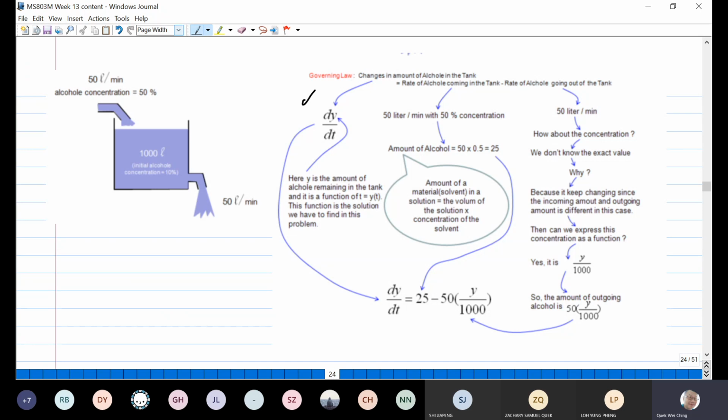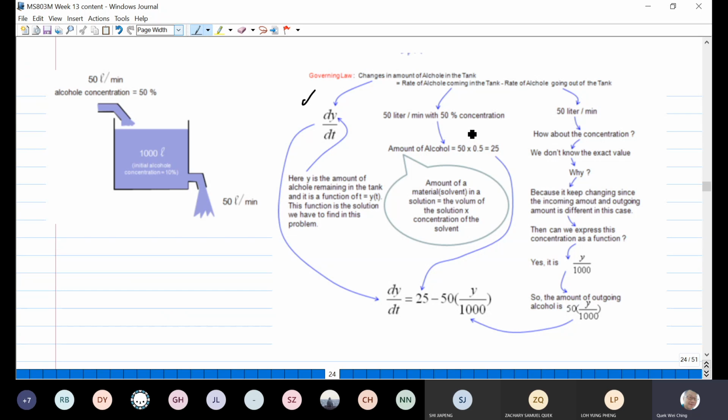The rate of change: every minute, how much alcohol is coming in? So when they come in, this is 50% concentration. So every minute there are 50 liter coming in. So how much alcohol? Every minute 50 liter, out of 50 liter, 50% are alcohol. So the volume of alcohol coming in every minute is 25.